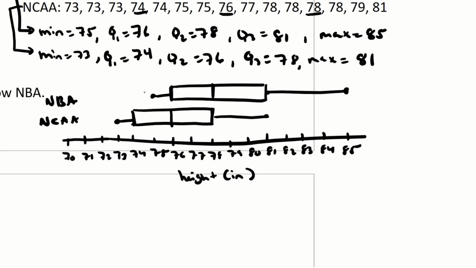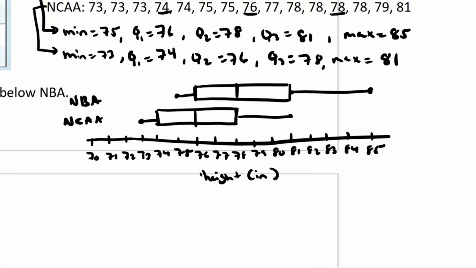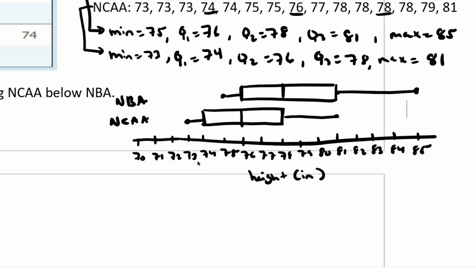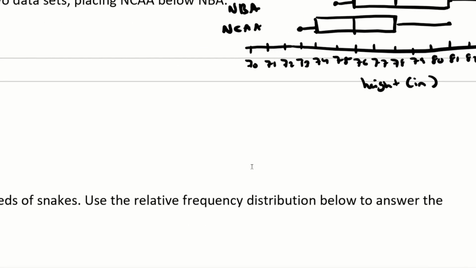And then you can make some descriptions and comparisons of those scores. We can see that NBA is more spread out, right? There's more spread for NBA, and it has a greater range. It has a greater median, right? So things like that. You can get a lot of information from that.